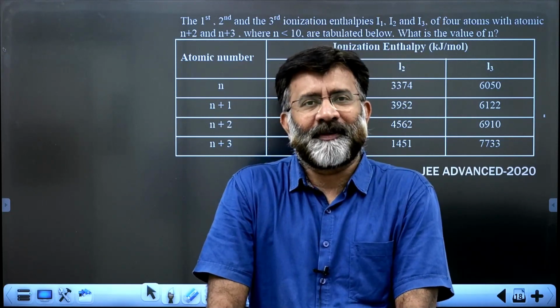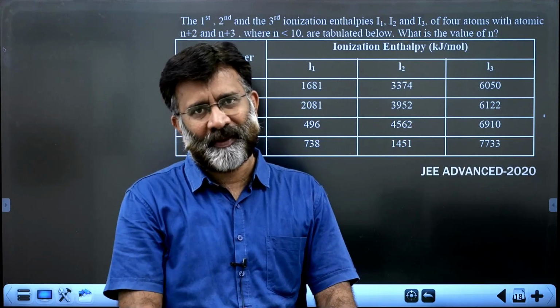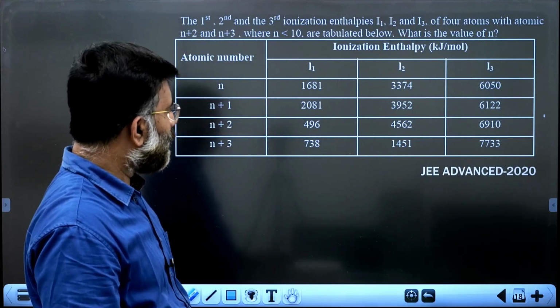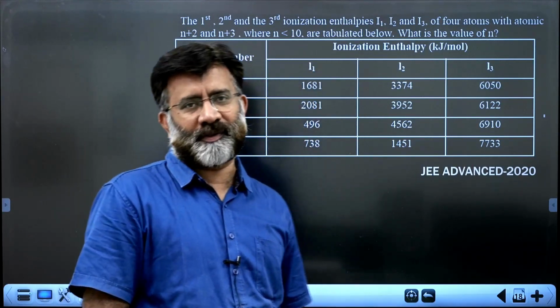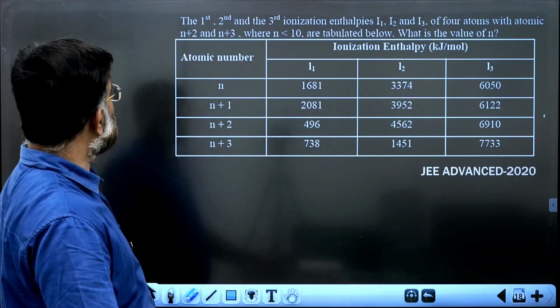Fine. So in this session, we are discussing yet another question, a JEE Advanced previous year question. This time it is a 2020 question, JEE Advanced 2020. Yes, let's go through.